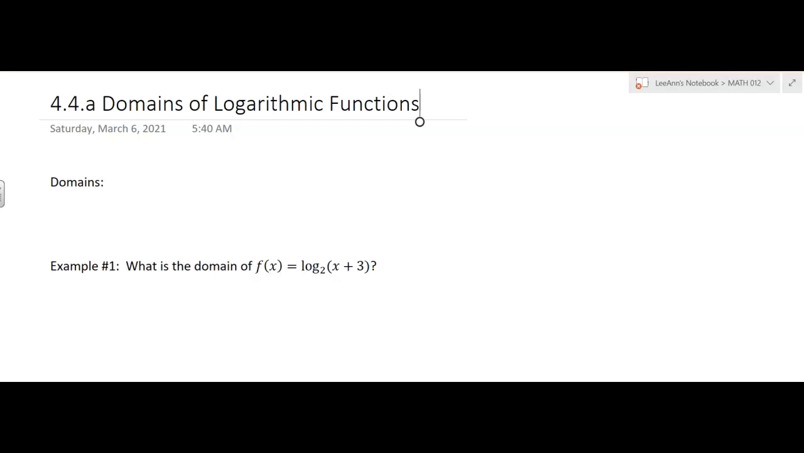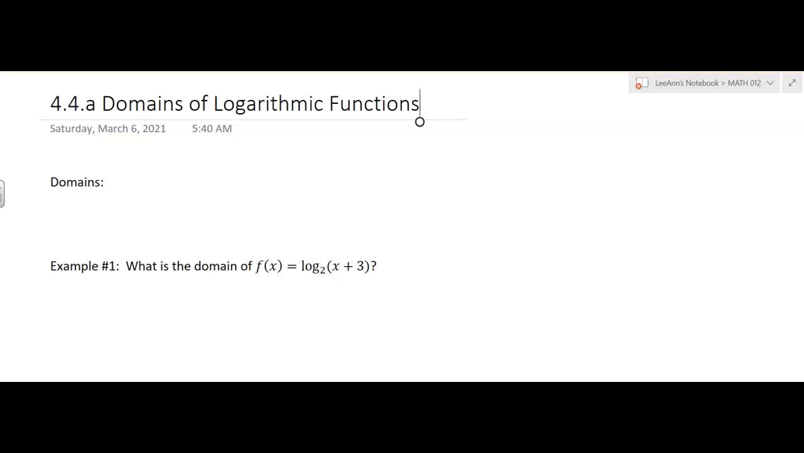So in 4.4, we're going to work on graphing logarithmic functions. Some of the ideas may seem familiar to you that we've covered with transformations of other functions. We're going to do a lot of that in this section. But first we're going to talk about domains.